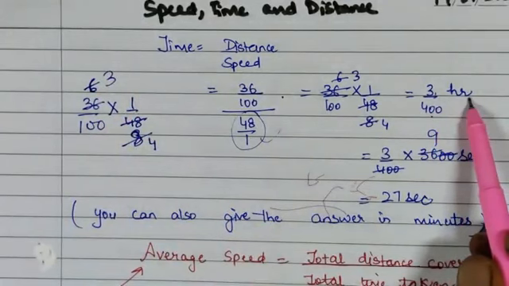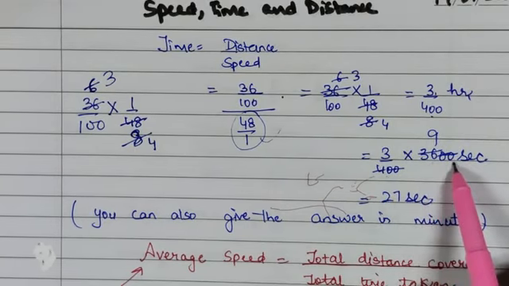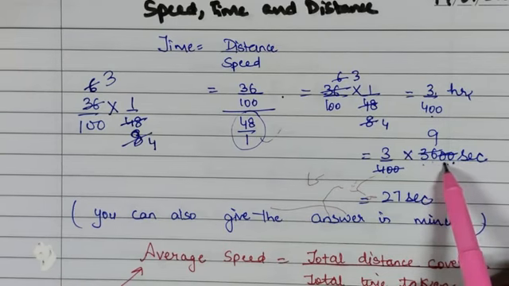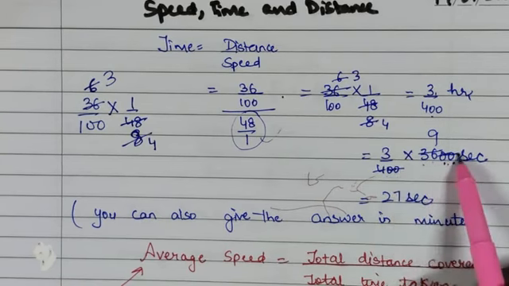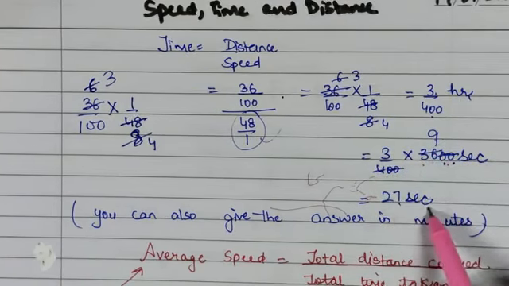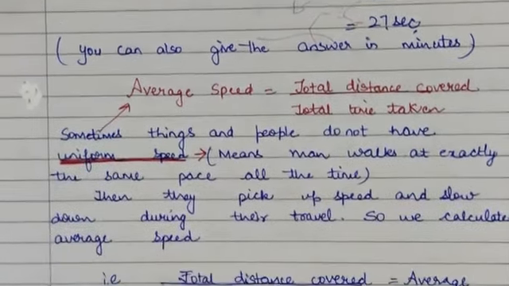Let us convert it into seconds. You can also convert it into minutes, it's up to you. I am doing the conversion up to seconds. So I am multiplying here by 3600. So 2 zeros cancel, 4 9s are 36, 3 into 9 is 27 seconds. You can also give the answer in minutes.